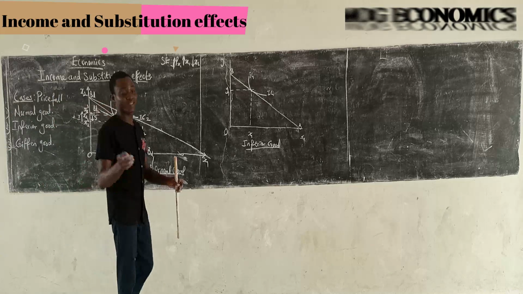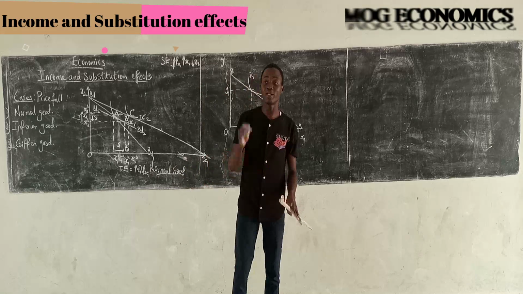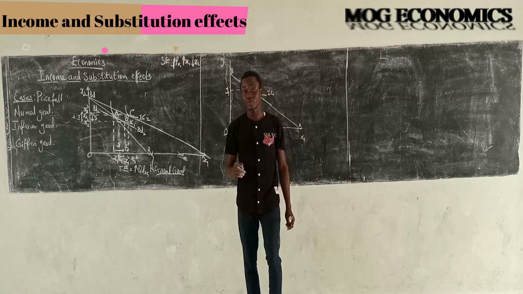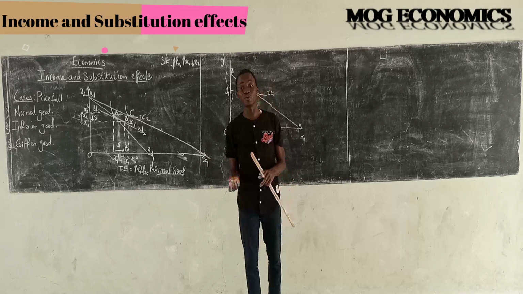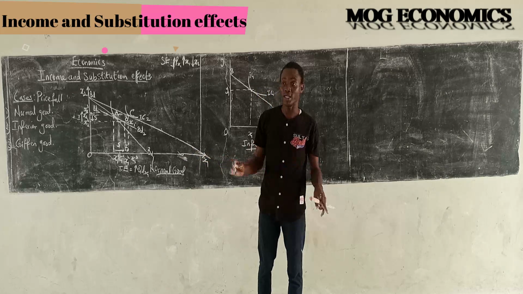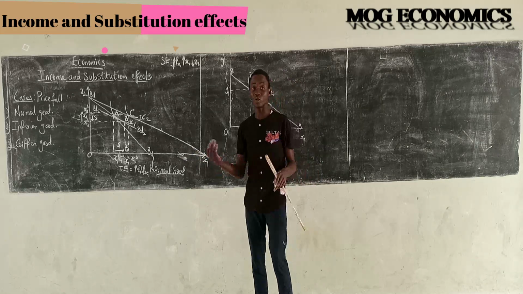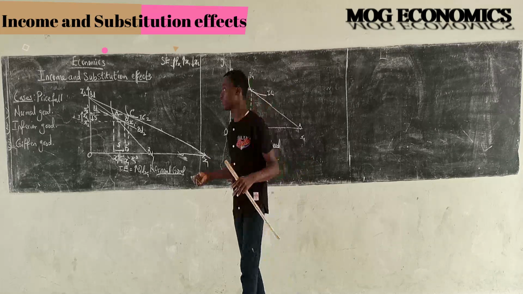Substitution effect is straightforward. When there is an increase in price, you buy less of the product and more of the other product that has not changed its price. And when there is a reduction in price, you buy more of the product and less of the one that has not changed its price. So substitution effect is just straightforward. It's the income effect that now varies based on whether the commodity is inferior, normal, Giffen, and what have you.